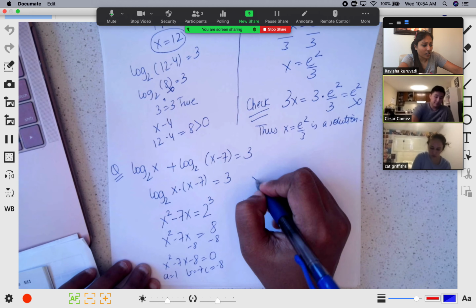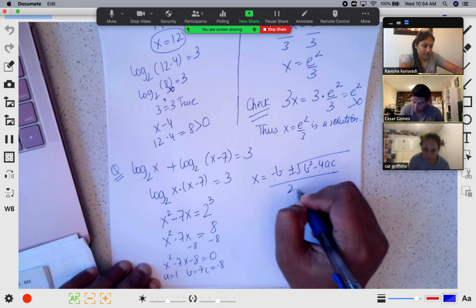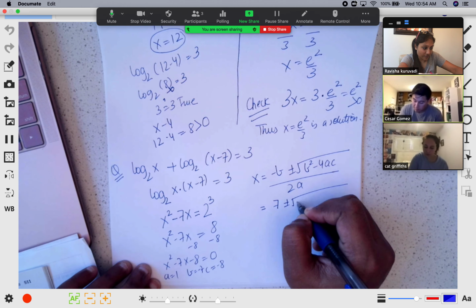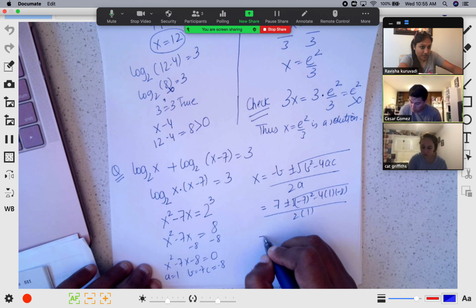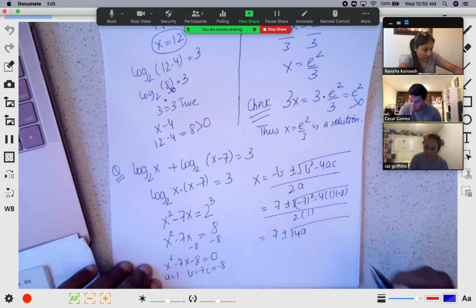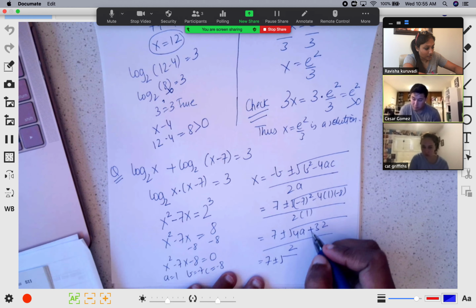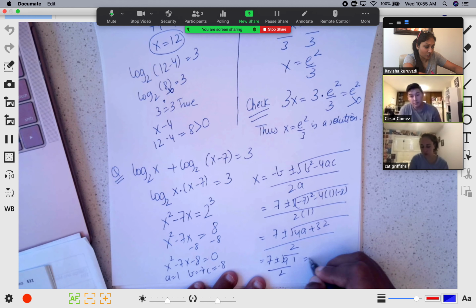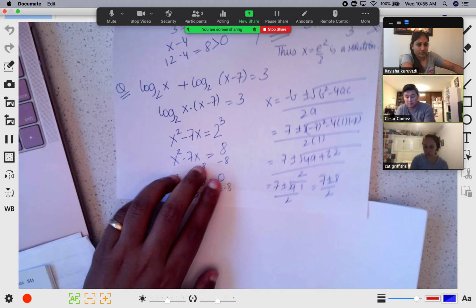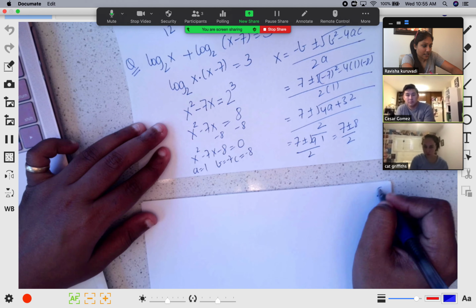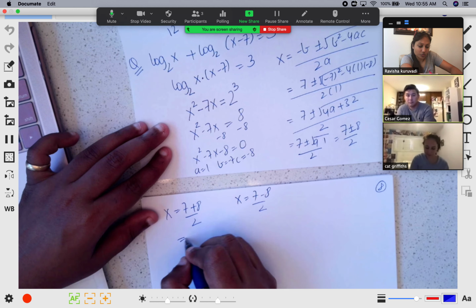Yes, let's put in the quadratic formula. x is equal to minus b plus or minus the square root of b squared minus 4ac over 2a. So you get 7 plus or minus the square root of negative 7 squared minus 4ac over 2a, which is 7 plus or minus the square root of 49 plus 32 over 2. 7 plus or minus 9 over 2. So basically you get x as 7 plus 9 over 2, and you get x as 7 minus 9 over 2.